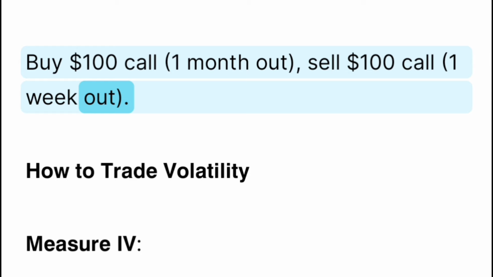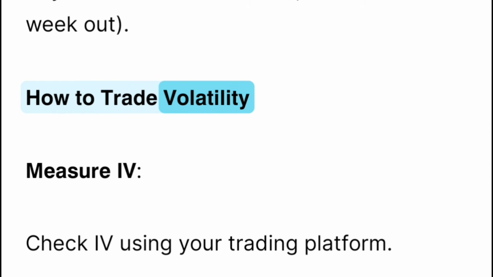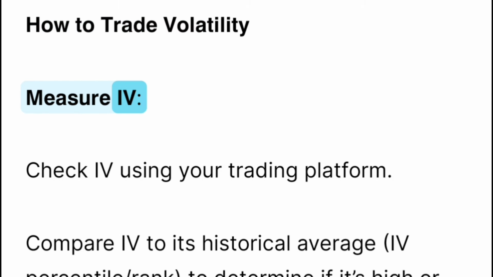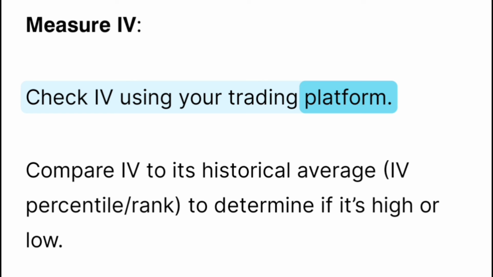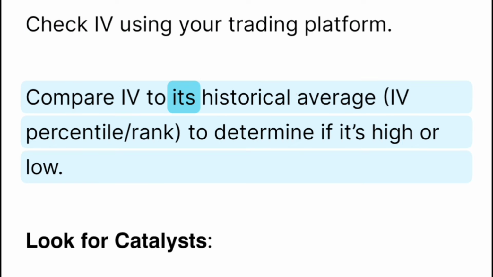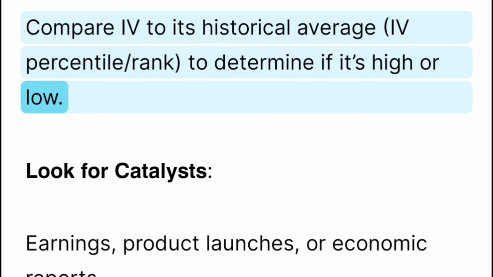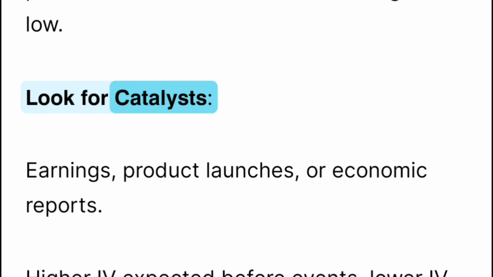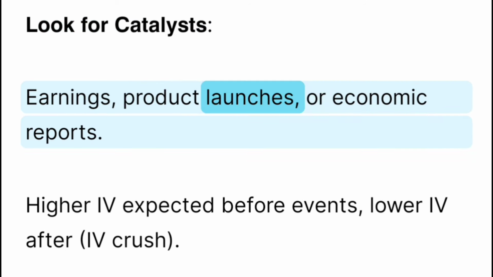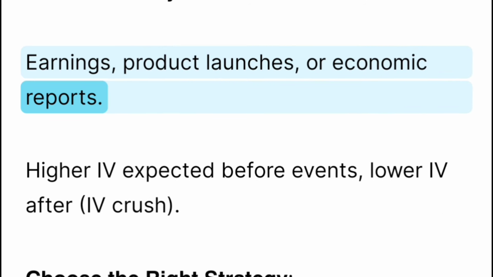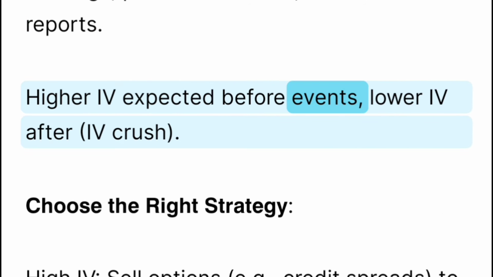How to trade volatility. Measure IV: check IV using your trading platform. Compare IV to its historical average, IV percentile or rank, to determine if it's high or low. Look for catalysts: earnings, product launches, or economic reports. Higher IV is expected before events, lower IV after, the IV crush.